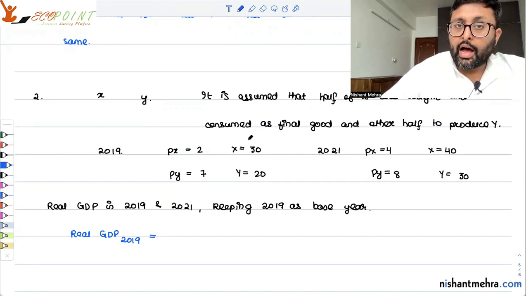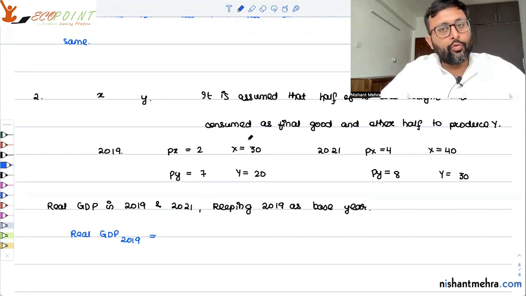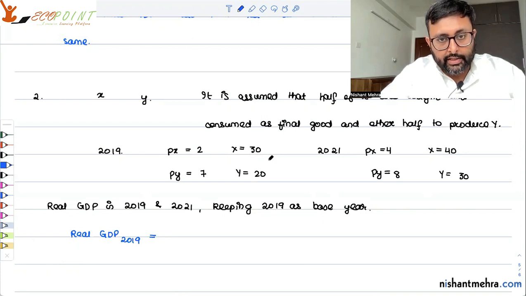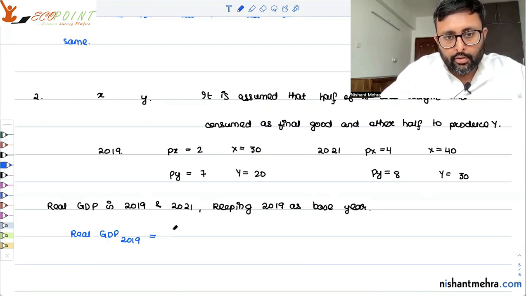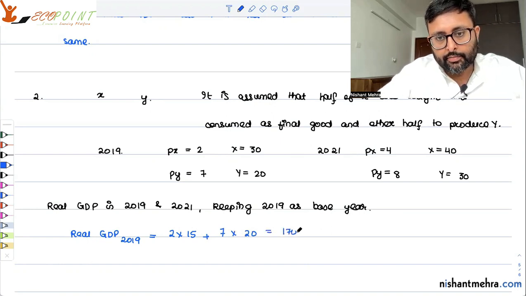X जो है, half of the X is used as the final consumption and other half is used to produce Y. So we won't be using half of X as the final consumption. Only half of 30 is going to be used. GDP is the value of final goods and services, because other 15 is used as an intermediate input for producing 20 units of Y. So that is not going to come in GDP. So we will be using only half of X as the final good. So it is going to be 15 plus 7 into 20. That comes out to be 170.